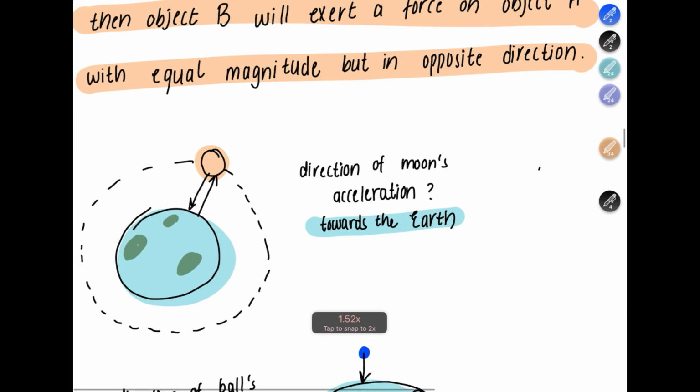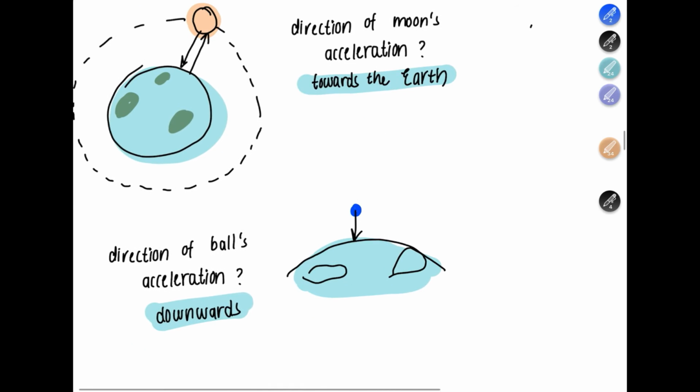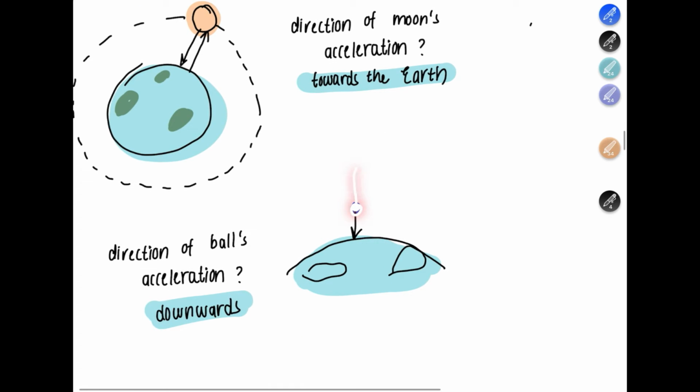Now if you look at this question, can you identify the direction of the moon's acceleration? You can see the moon is exerting a force towards the earth, so the acceleration is also towards the earth. Remember, based on this formula, F equals ma, both acceleration and resultant force are in the same direction. Now what if there's a ball and you're throwing this ball upwards? Okay, if you throw a ball upwards, what is the direction of the ball's acceleration? You may think it's upwards because it is moving up, but what about the force acting on it? The force acting on it is the weight, right? Because of the Earth's gravity. Since it is down, it's also accelerating downwards.